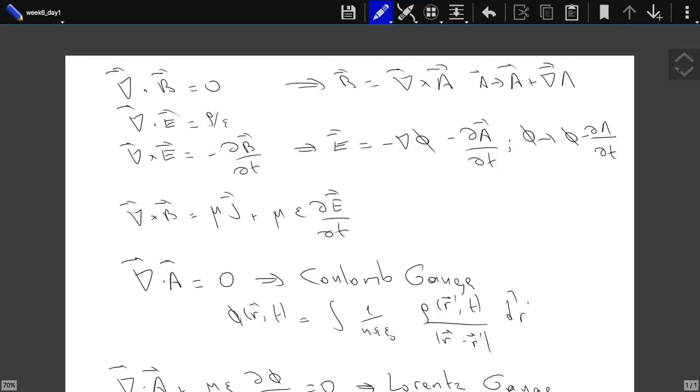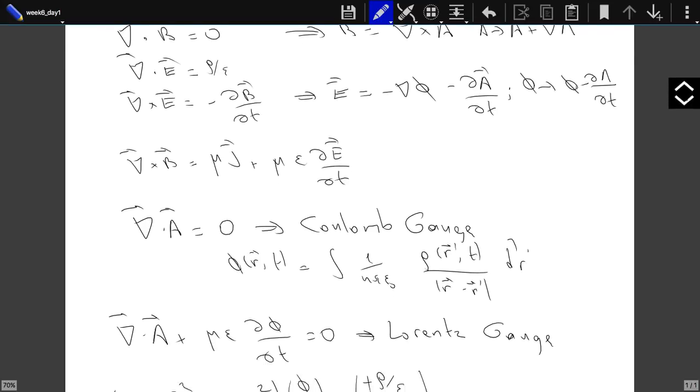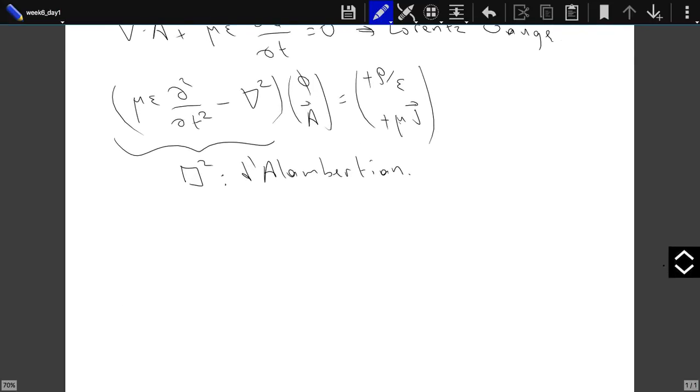As you wish. Whichever one simplifies your life. For example, I said that we can choose phi to be 0. Can I actually make such a choice? So that would mean if, so, okay.